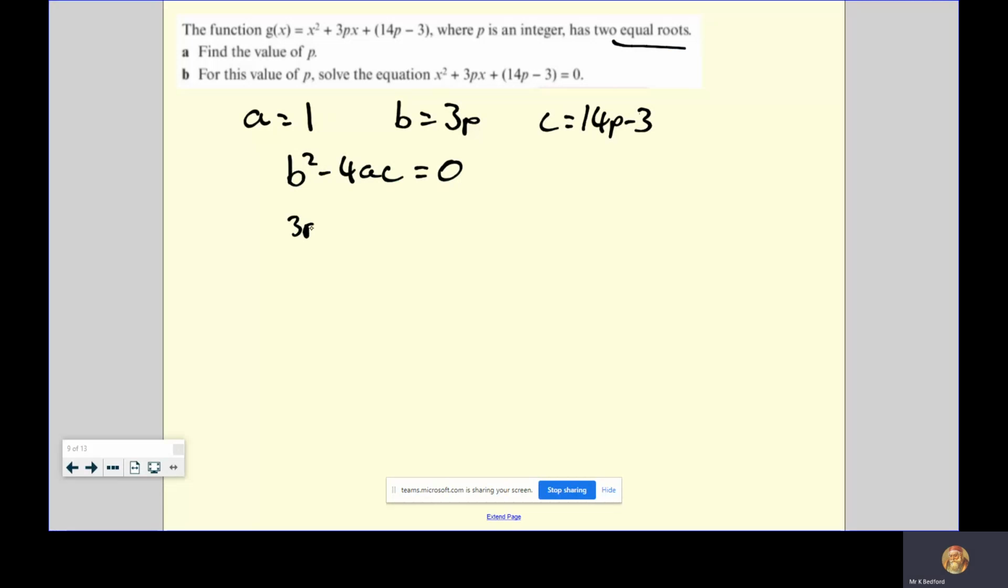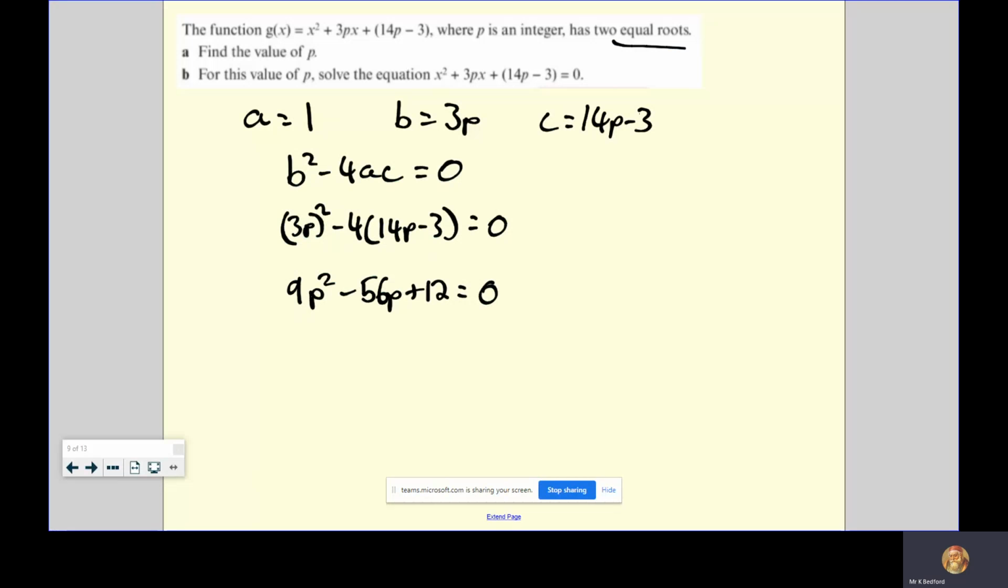b squared is 3p squared minus 4 lots of a, which I don't need to put down, and c, which is 14p minus 3. And again, that's equal to 0. So 3p squared is 9p squared minus, well, 4 times 14 is going to be 56p, and 4 times 3 is going to be 12, but then it's going to be positive 12 equals 0. Whilst I've got this, I am then going to try and solve this. Again, I'm just going to use my calculator for this.